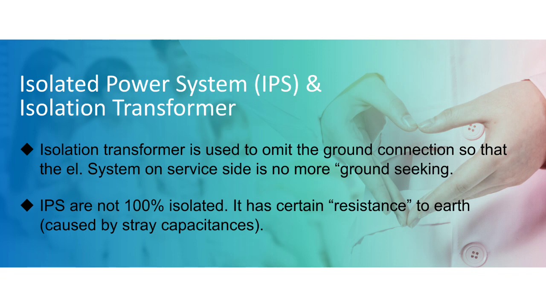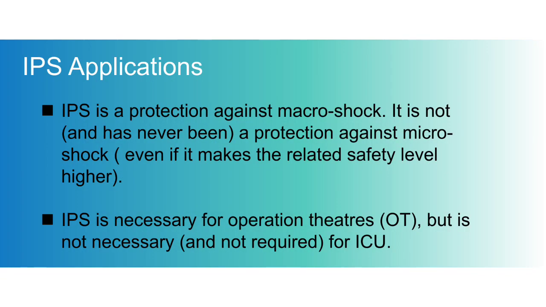Next, which is quite important, is the isolated power system. It is used to omit the ground connection on the service side, that is, there will be no more grounding. It is used for the electrical services of various applications in the hospital and medical field. So is it 100% isolated? No. It has certain resistance which is caused by the stray capacitance which I have mentioned earlier. And the isolation transformer is also referred to as a 1:1 transformer. This provides safety and avoids shock.